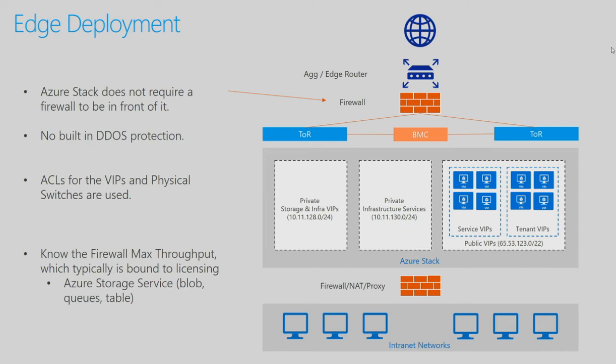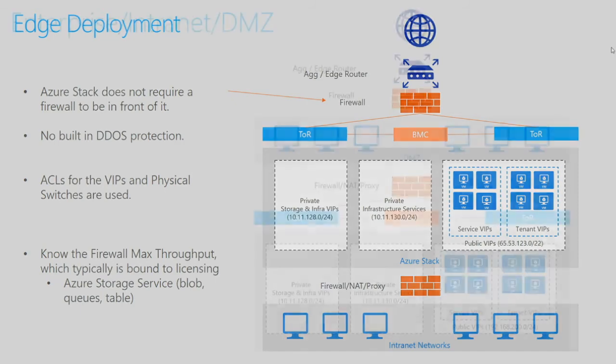Now, what is new with Azure Stack in terms of your firewalls? Azure Stack brings storage services: blobs, queues, tables. And firewalls do have a certain amount of throughput. So I want you to carefully think about the throughput capabilities of your firewalls, because as soon as tenants start using those Azure storage services, they start pumping data into those storage services. That means your firewall throughput will go up, so keep an eye on those.